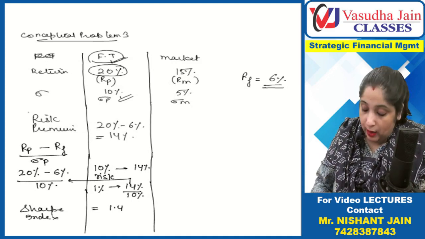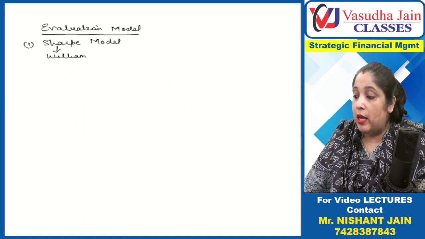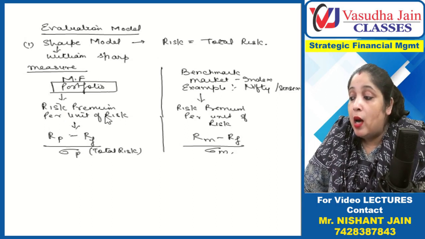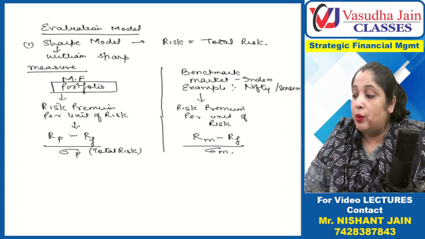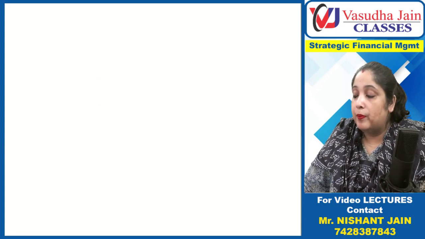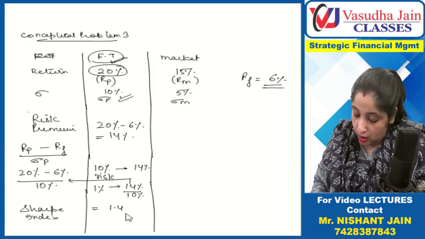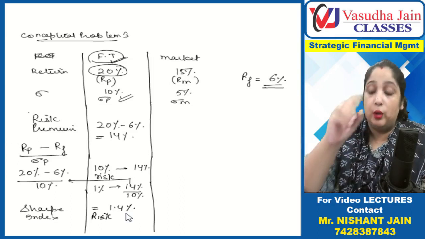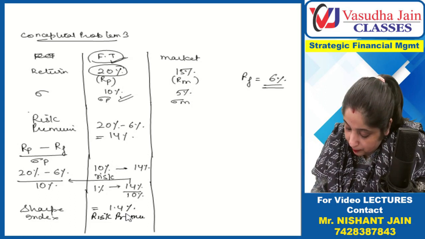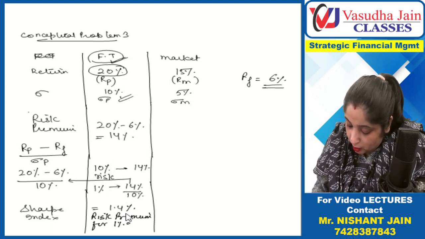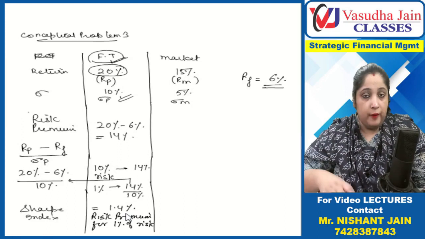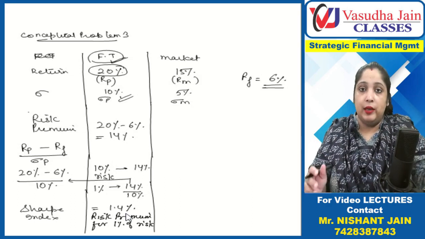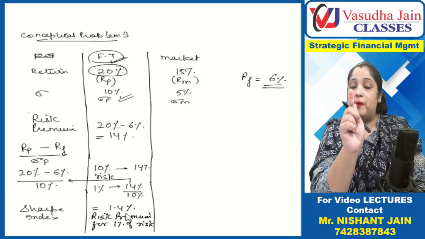So basically, what are you getting? What I have just written here. What you are computing is risk premium per unit of risk. What is 1.4? 1.4 is the excess return you get for 1% of risk. So this mutual fund is giving you 1.4% excess return over and above 6% for bearing 1% of risk.